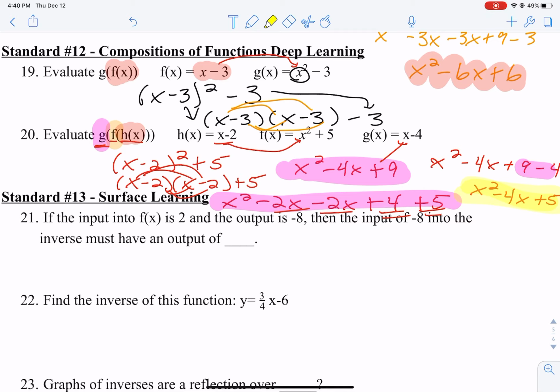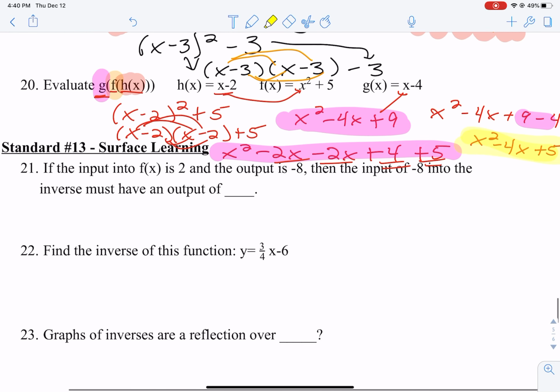Standard 13. If the input into f of x is 2 and the output's negative 8, then the input of negative 8 into the inverse must have an output of 2. Remember, the opposite, the things switch. So if 2 goes to negative 8, then negative 8 will go back to 2. Find the inverse of this function. This is what you're doing on your project.